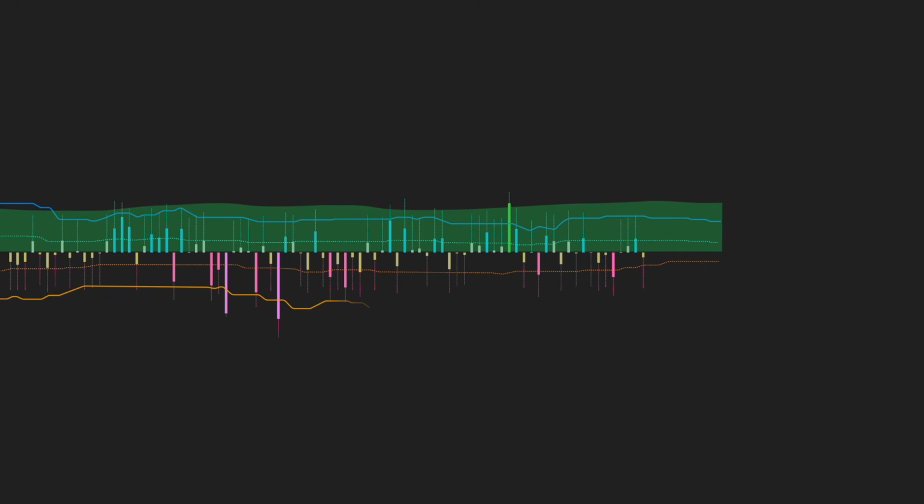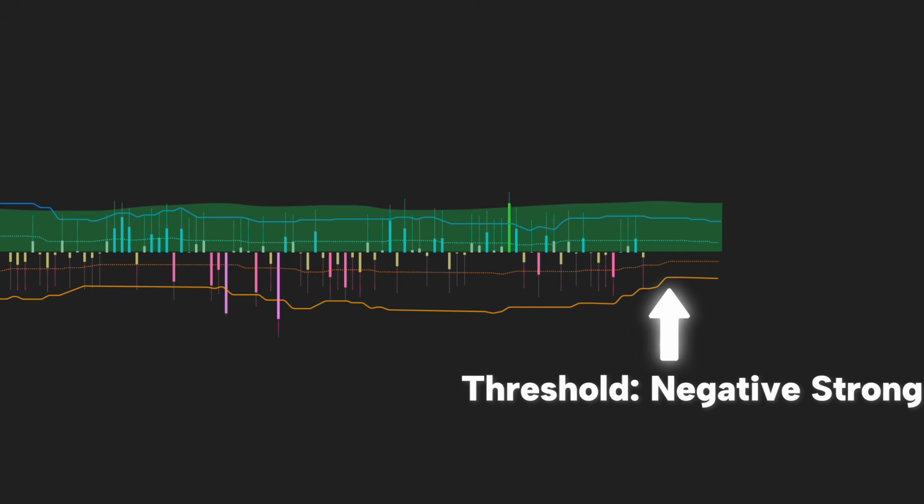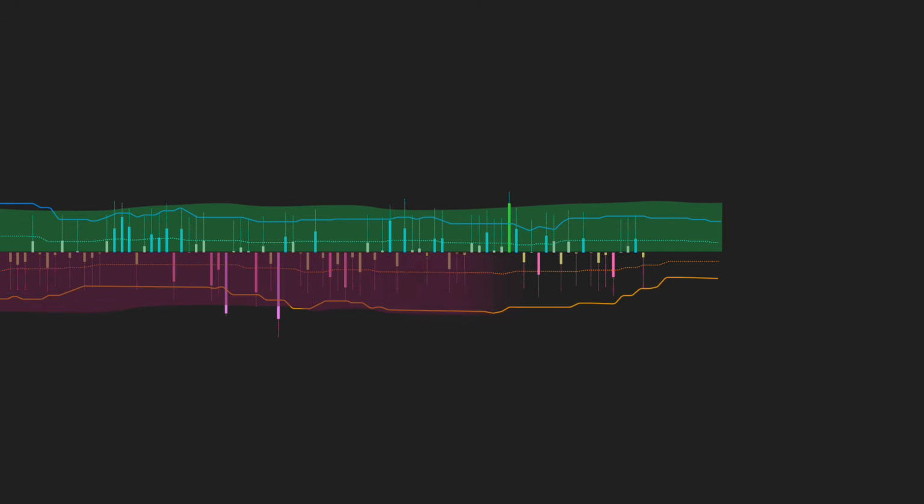Next, just below that, you'll find the threshold, negative strong. This level is especially important because it's what quantum vol delta uses to detect when selling pressure is truly strong. Unlike the negative moderate line, this one is drawn thicker and bolder, so it really stands out on the chart.